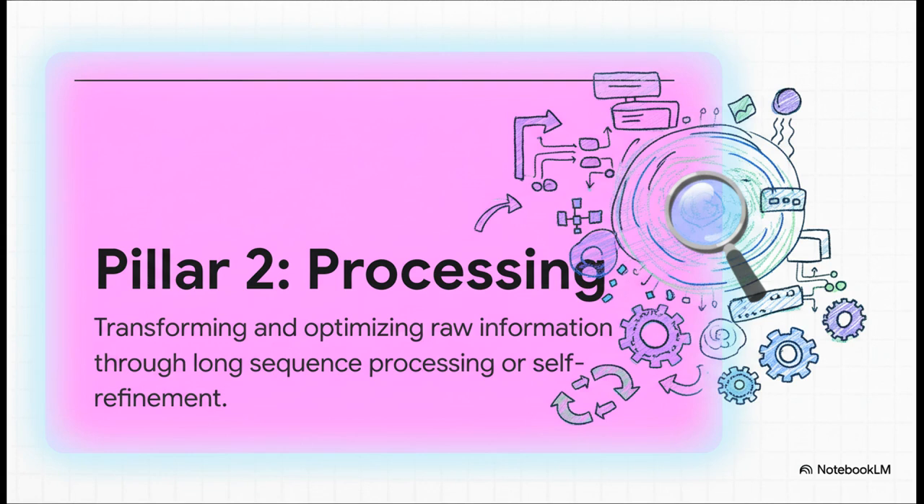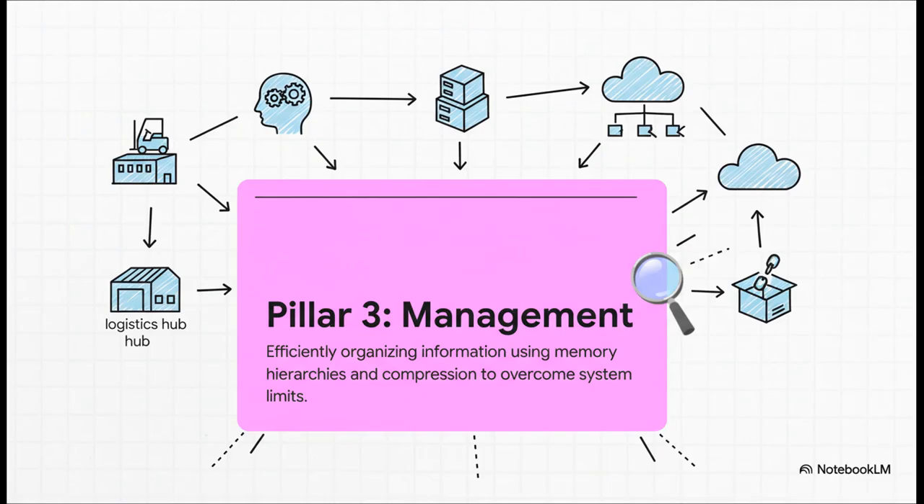Okay, so once the AI has all that raw data, it has to actually make sense of it. That's the second pillar, processing. This is where it transforms the information. It reasons through massive amounts of text, and, this part is incredible, it can improve its own work. It's like the AI writes a first draft and then acts as its own editor, critiquing and improving its answer again and again.